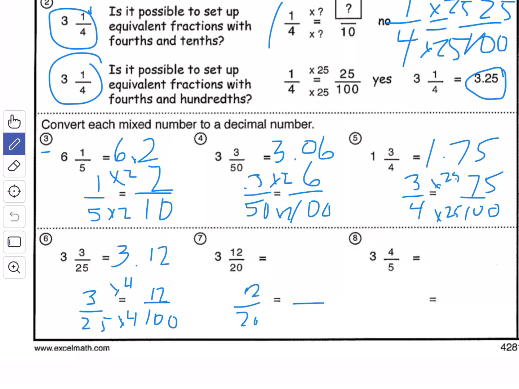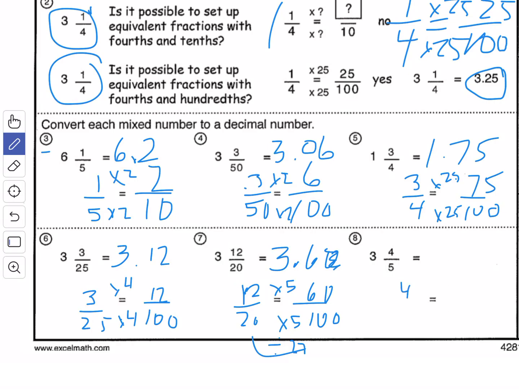12/20. Okay, there's 2 ways to do this one. I can do 20 times 5 is 100, or I can do 20 divided by 2 is 10. All right, either one works. Let's go ahead and do the more obvious way. 20 times 5 is 100. So we're going to do 12 times 5, which is 60. So the answer is 3.60. And of course, we don't need that 0, so 3.6. Because if I do 20 divided by 2 is 10, I can do 12 divided by 2, which is 6. All right, that's the other way to do that one.